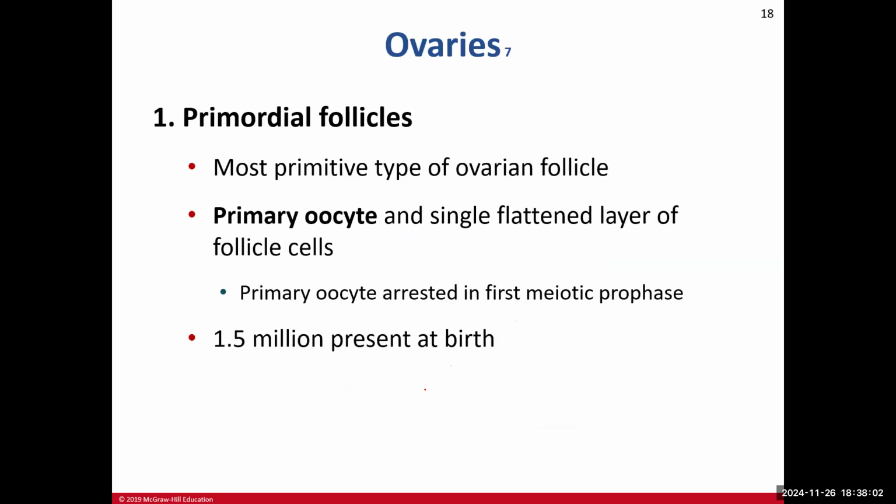And when you're born, in women, you have roughly 1.5 million, which is a lot. But here's the thing, by the time you reach puberty, more than half of those are gone. And we'll talk about that in a second.